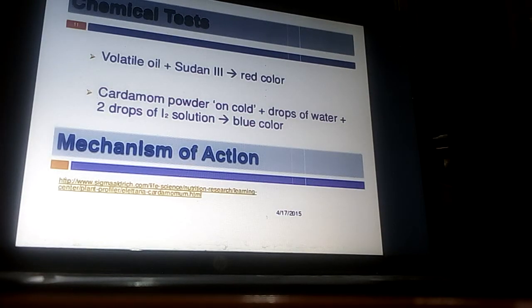Now the chemical test: volatile oil plus Sudan red 3. When you take a transverse section and add Sudan red 3, the volatile oil which is present will get a red color. Cardamom powder on a slide plus a drop of water plus 2 drops of iodine solution will produce a blue color due to the presence of starch grains.